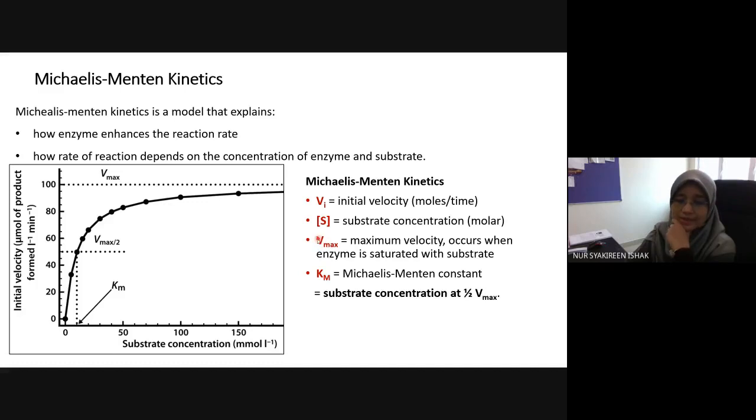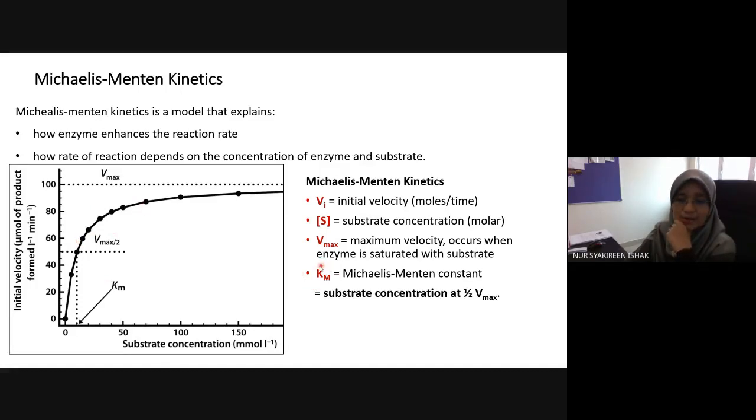Okay, Vmax is the maximum velocity or the maximum rate of reaction. It occurs when the enzyme is saturated with substrate. Okay, all active sites are occupied with substrate. The more substrate you add, the reaction rate will reach its maximum rate of reaction. And then from the plot, you can determine the Km value.